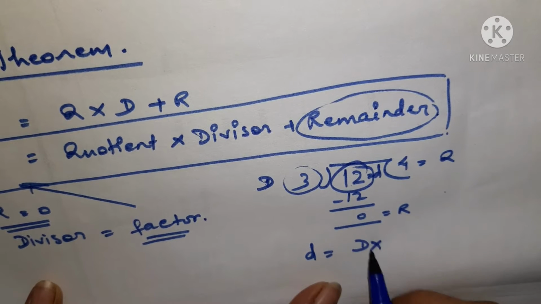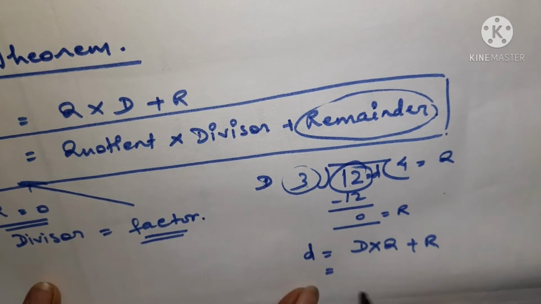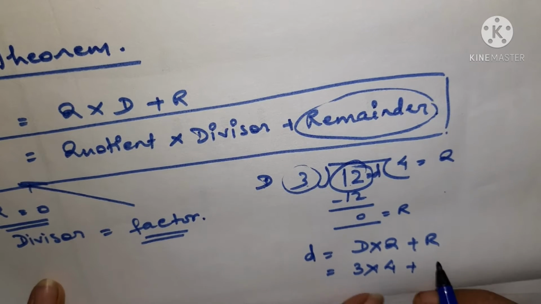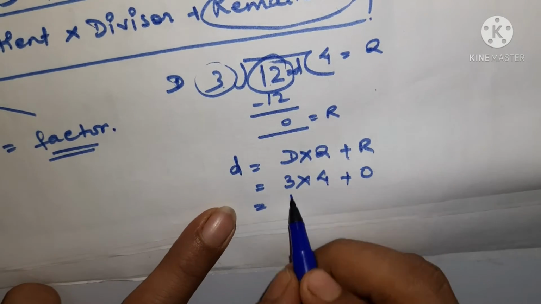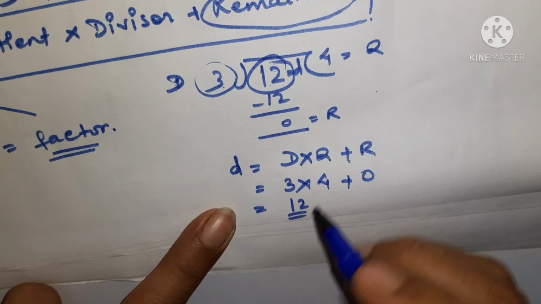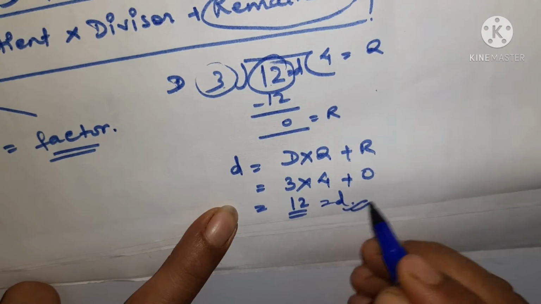So divisor into quotient plus r, this is what we have to check. Let's see. Divisor here is 3 into quotient here is 4 plus r here is 0. So let's see what you are getting. You are getting here 3 into 4, that is 12, plus 0 is 12. So isn't it equal to dividend here? It means you are getting dividend, which is correct.